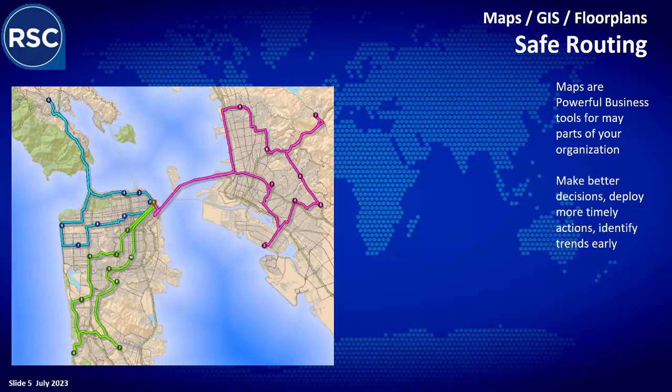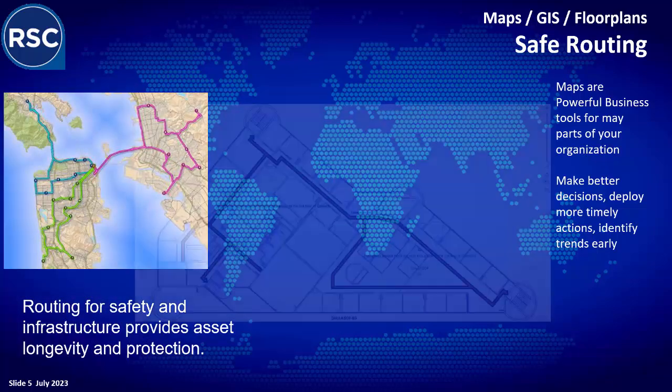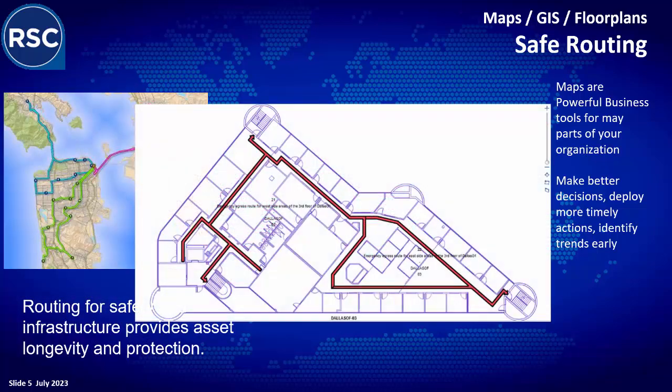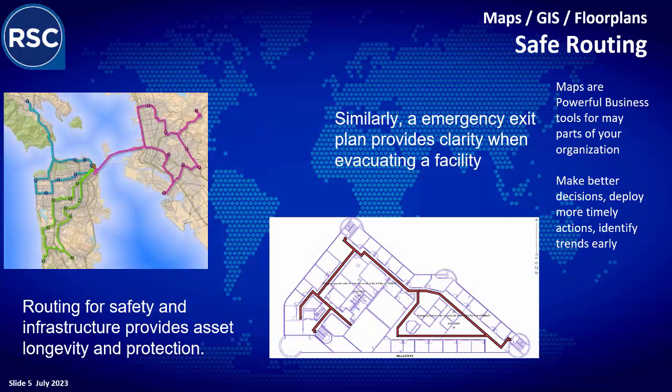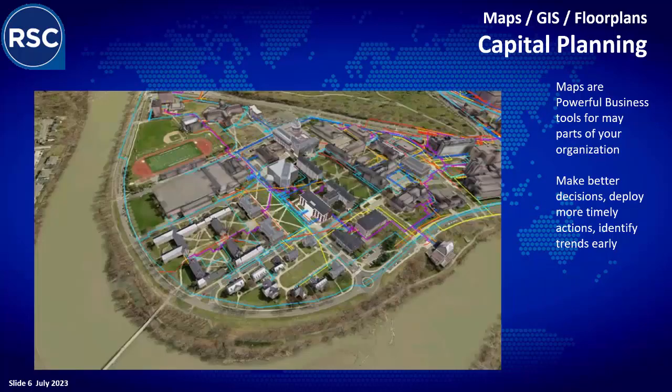We also have maps that show things like routing. These are the roads that are developed for trucks to drive on within the San Francisco Bay Area. And here's an ingress egress map during an emergency, how to get out of the building. And so very similar activities inside a building and outside of a building.